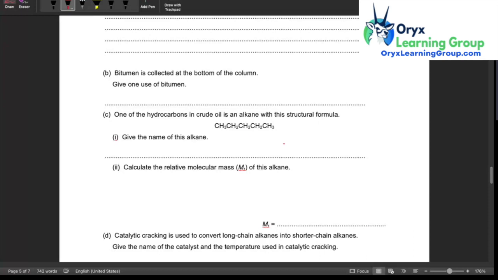Okay, let's go to the next one. One of the hydrocarbons in crude oil is an alkane with a structural formula like this. Give the name of this alkane. What is the name of this alkane? Peptane.